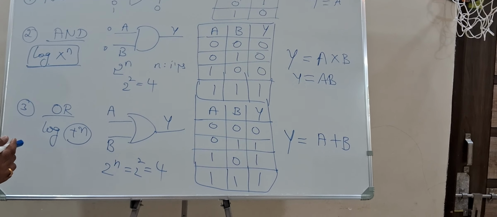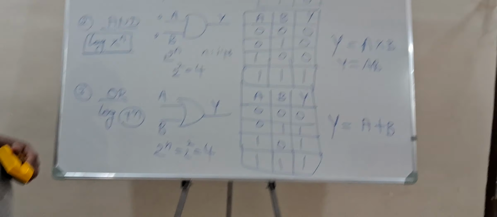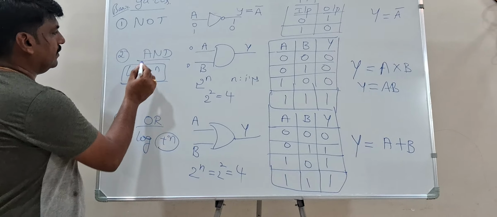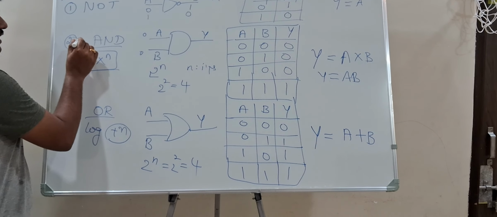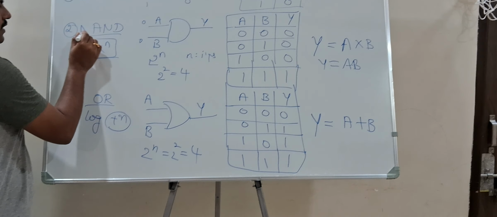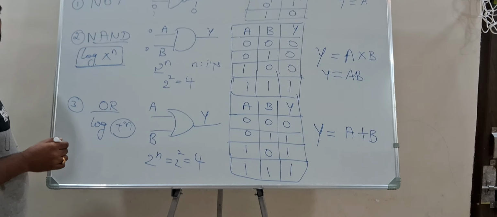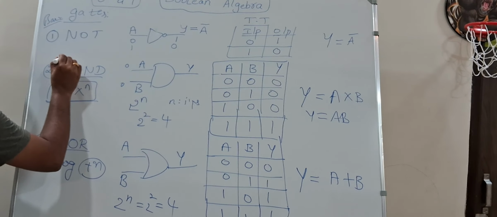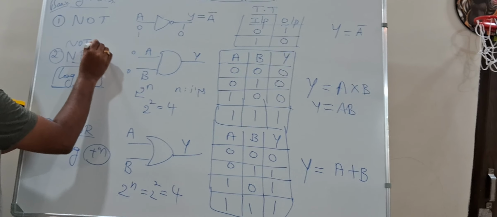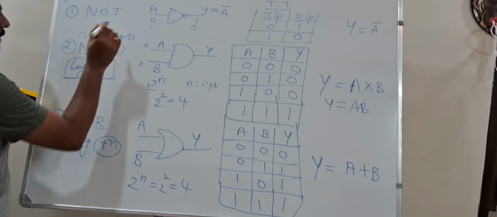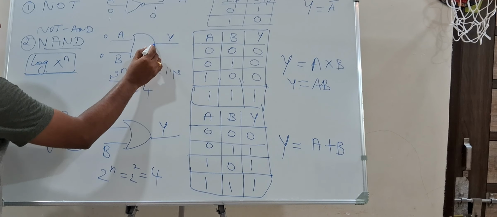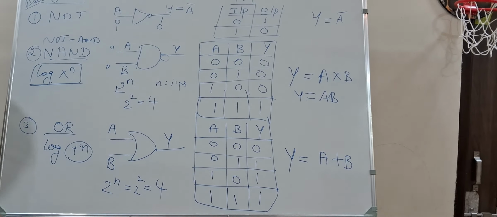With the help of these, we can go for another two gates. Here we can see this is the AND gate. I will write this as a NAND gate, which we call NOT of AND. So how to write this? Same. Here, instead of writing just this symbol, we will write a bubble.